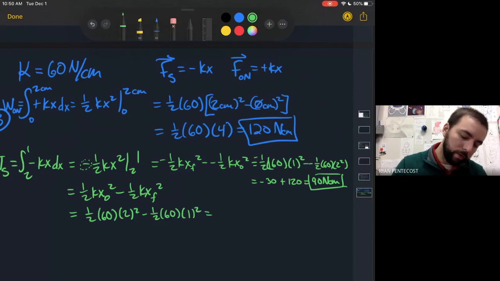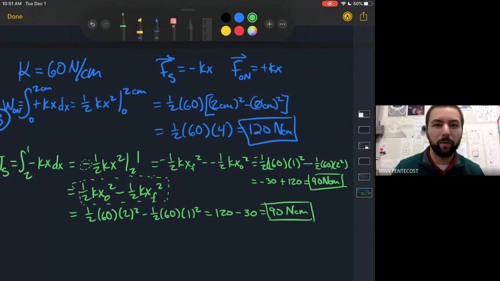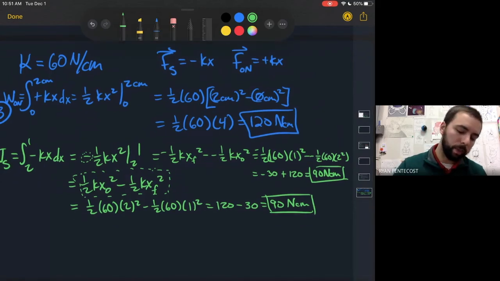So here we have 1/2 times 4 is 2, so you've got 120, minus 1/2 times 60, that's 30. You again get 90 Newton centimeters. So it really doesn't matter which way you do it. I think that this would be a little bit more simple, but it's also just another thing you have to remember. So if you want to just stick to your integral rules and do it the way you've always done it, not an issue. Okay.